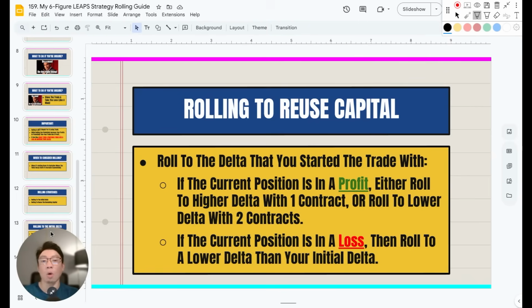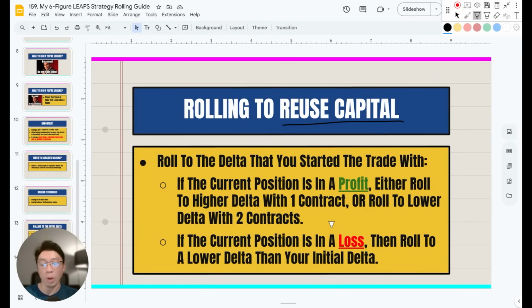Now, the second way to roll is to reuse the capital, the remaining capital. That means to say the whole idea down here is that you actually do not want to top up. If you do not want to top up, then this is where you roll to reuse the capital. So the whole idea here is to just use the value of the current existing option to roll to the new position. And this is where the delta actually can change.